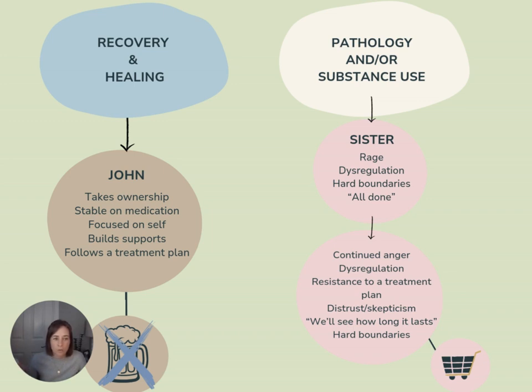When I don't also enter recovery and I am dependent on his, what I have made up will happen is that when he gets better or stops drinking, that somehow equates to me getting better. But that only works if John is in the center of the family, which he is not. Pathology and substance use are. So in this situation, what happens is I have stayed in my pathology, even though he has found recovery. And so, more than likely, my pathology, which was rage, dysregulation, hard boundaries, being all done with everyone, will simply morph and continue. It will not improve, it will just change.